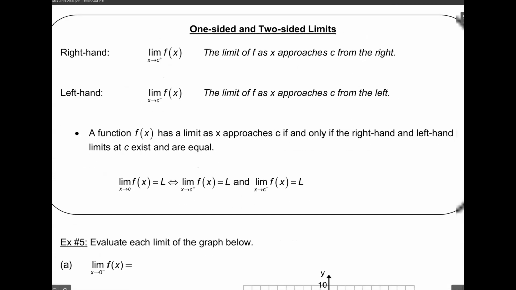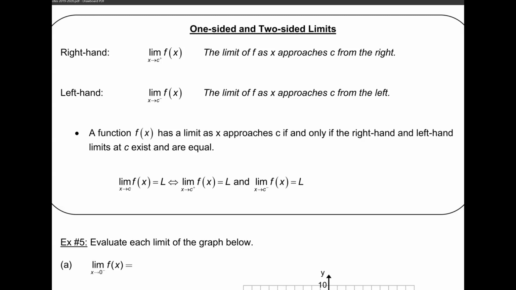One-sided and two-sided limits. So what I've been talking about so far was, I have a limit if I'm approaching the same number from both sides. So I say, what am I approaching from the left side? Then, what am I approaching from the right side? Are they the same thing? If they're the same thing, the limit exists. If I'm approaching two different numbers, it won't exist.